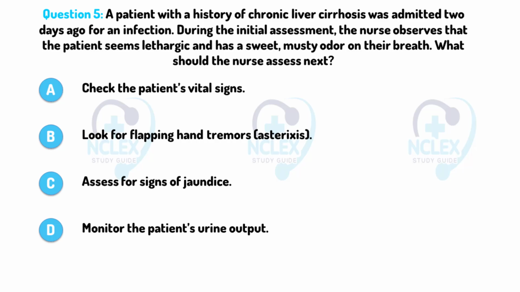Question 5. A patient with a history of chronic liver cirrhosis was admitted 2 days ago for an infection. During the initial assessment, the nurse observes that the patient seems lethargic and has a sweet, musty odor on their breath. What should the nurse assess next? A. Check the patient's vital signs. B. Look for flapping hand tremors, asterixis. C. Assess for signs of jaundice. D. Monitor the patient's urine output.